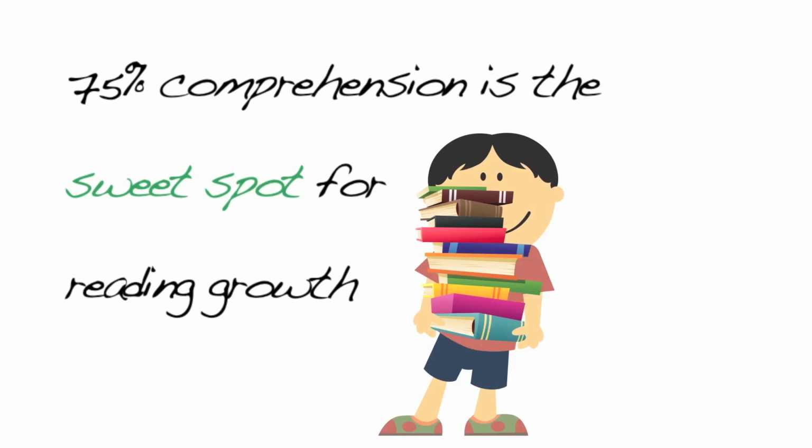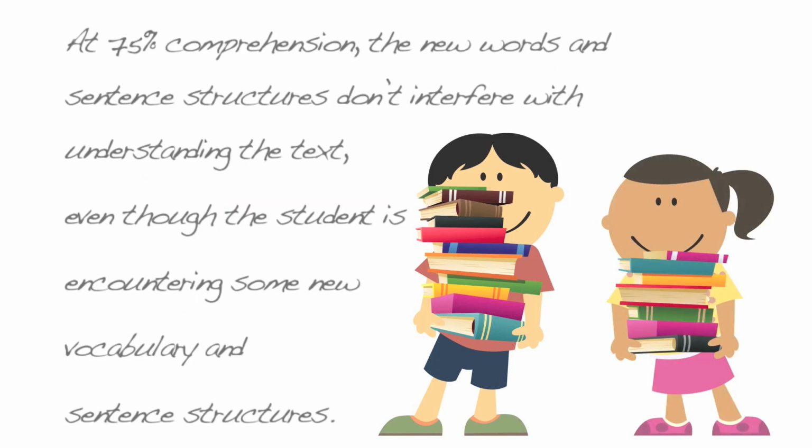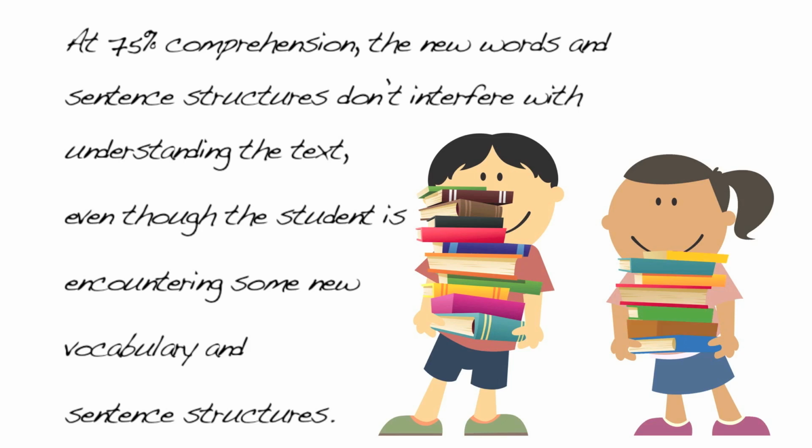75% comprehension is a sweet spot for reading and for reading growth. At this comprehension level, the text is easy enough that a student can grasp the content of what is being read. The new words and sentence structures don't interfere with understanding the text, while at the same time, a student is encountering some new vocabulary and sentence structures.